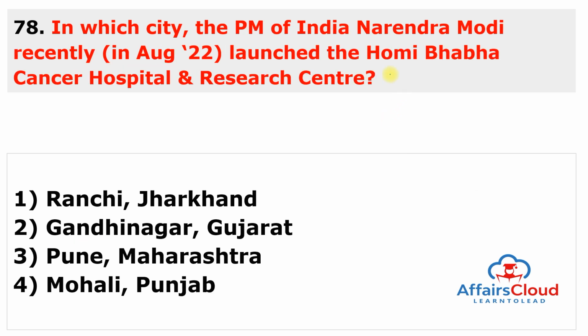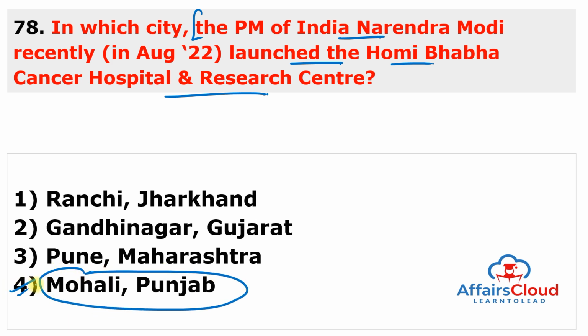The next question is, in which city did Prime Minister of India Narendra Modi recently launch the Homi Bhabha Cancer Hospital and Research Center? This is the Homi Bhabha Cancer Hospital and Research Center, and it is inaugurated in Mohali, Punjab, by Prime Minister Narendra Modi.